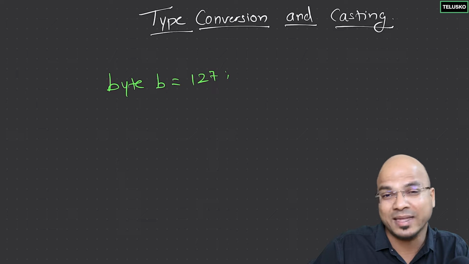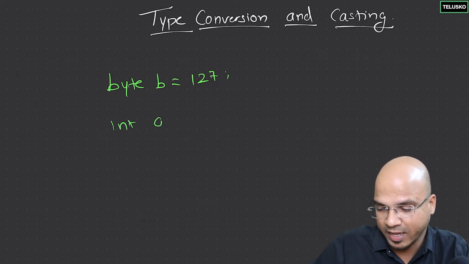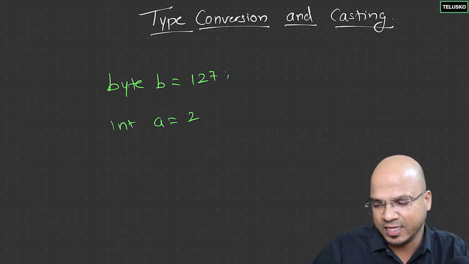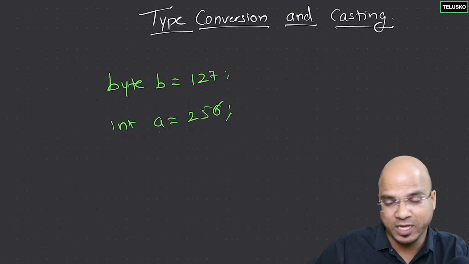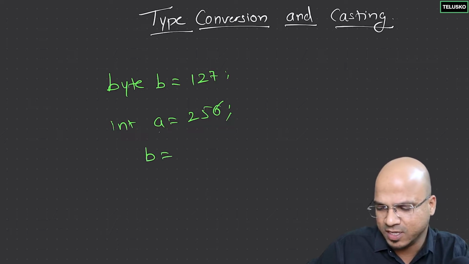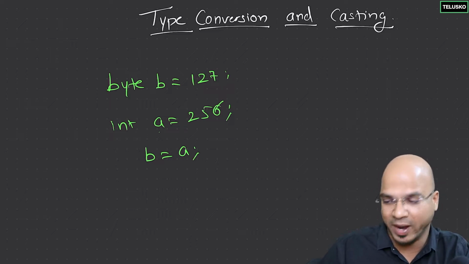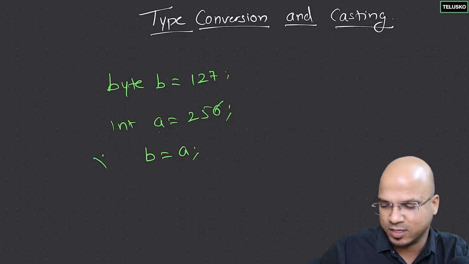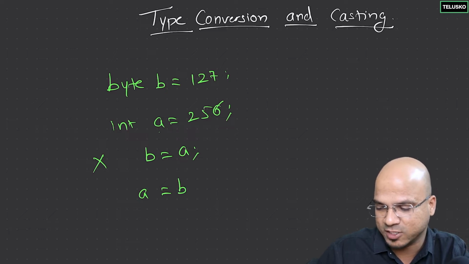But can you assign an integer value? That's a question. What if you have a variable of type int, a, and the value of a is 256? What will happen if you try to assign this value, 256, to b? Something like this: what if I say b is equal to a? What I'm doing now is assigning an integer value to a byte. Unfortunately, this will not work. But the reverse will work. What if you have a variable a and you're trying to assign the value of b?